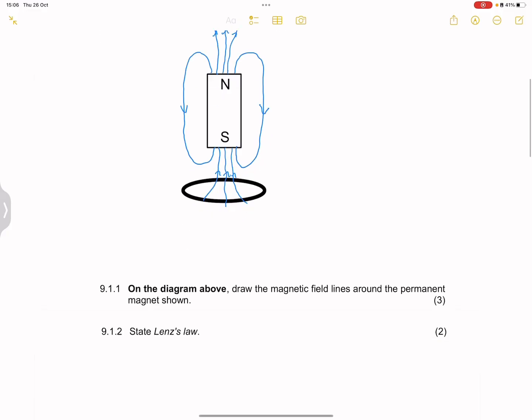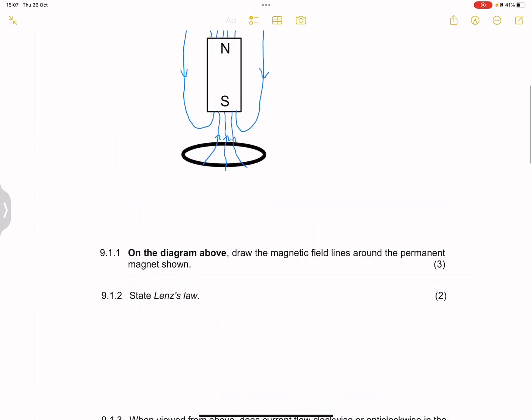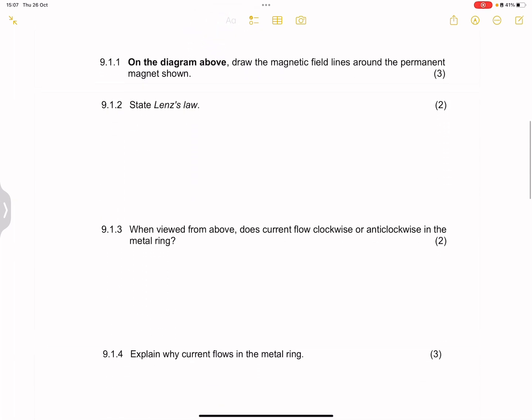All right, so the next question, they say state Lenz's law. So please remember, this is where we're going to capitalize. Lenz's law simply says the induced current flows in the direction so as to set up a magnetic field to oppose the change in magnetic flux. So remember, the magnetic field has to oppose the change in magnetic flux.